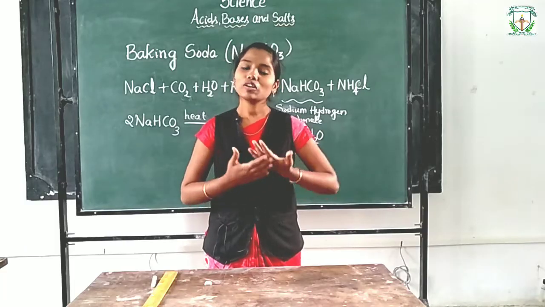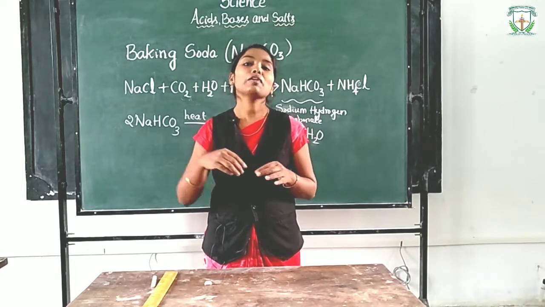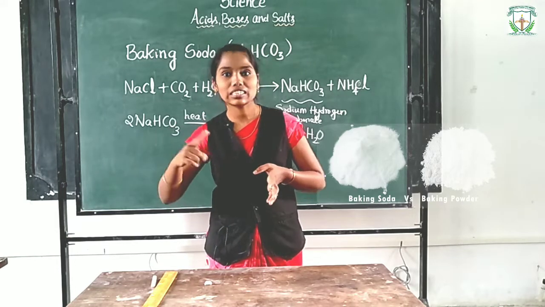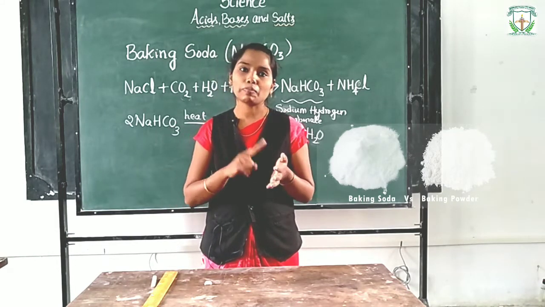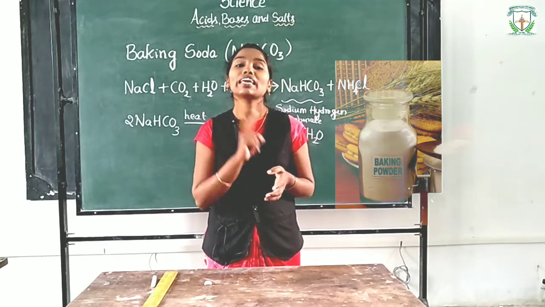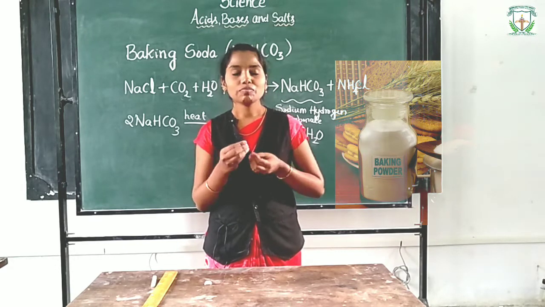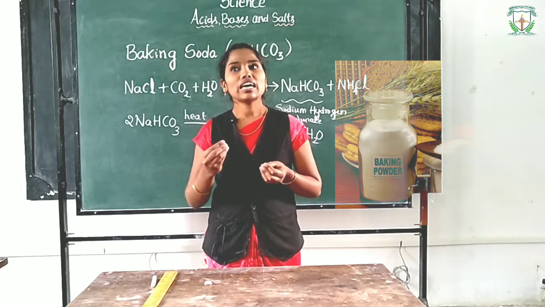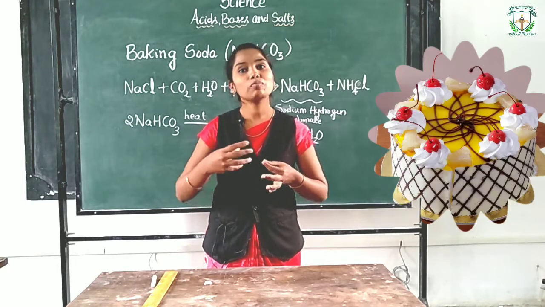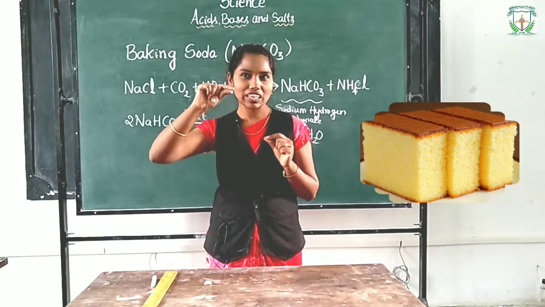So what are the uses of this baking soda? Baking soda is used to prepare baking powder. Children, remember baking soda is different and baking powder is different. Baking powder is prepared by mixing baking soda and tartaric acid. This baking powder is used as a baking agent in bakeries. To prepare a cake or buns, we use baking powder. We have observed that the cake is very spongy and soft.